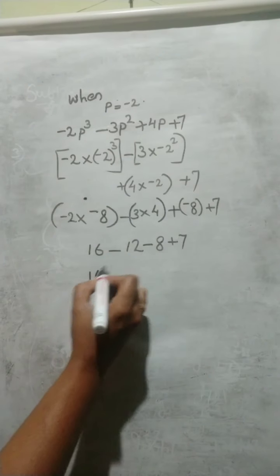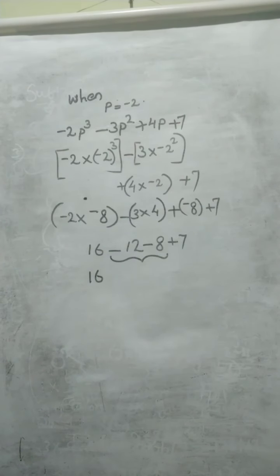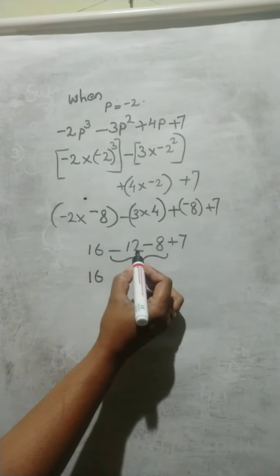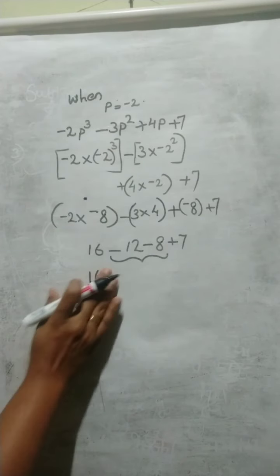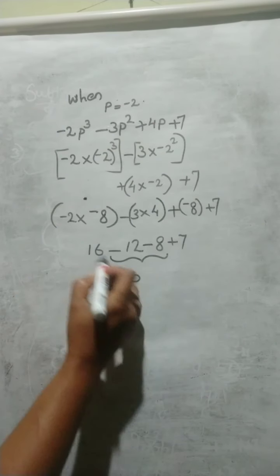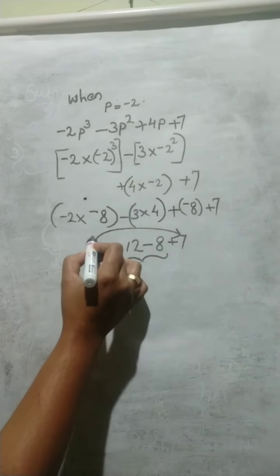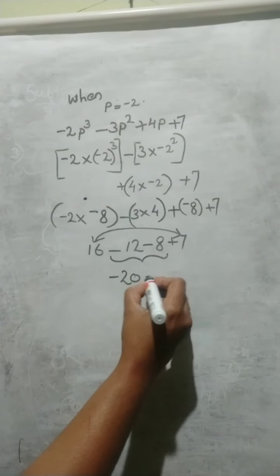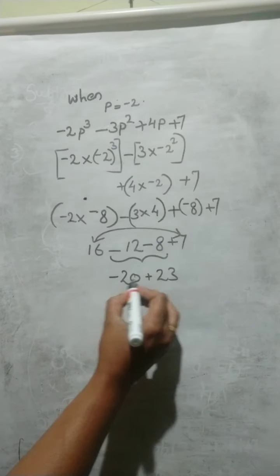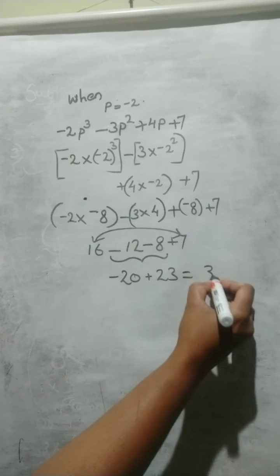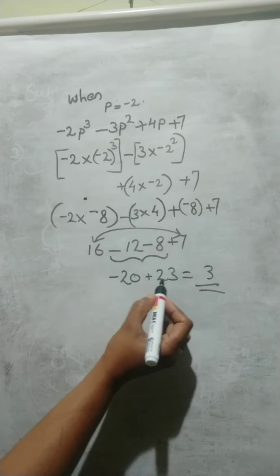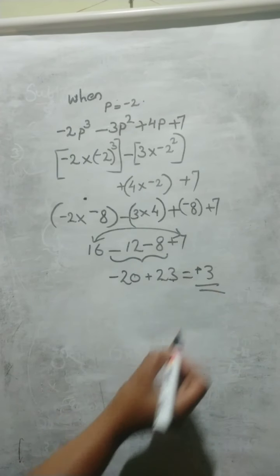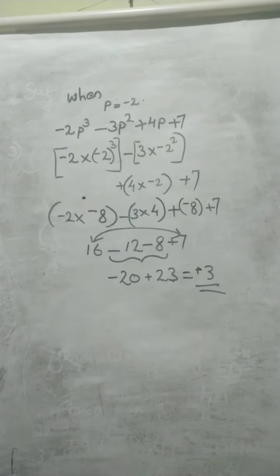16 will be, these are the two negative. Negative 12 minus 8. That is negative 20. Then these are the two positive numbers. 16 plus 7, that is 23. Then minus 20 plus 23, that is equal to 3. Greatest number is 23. Sign will be positive. So positive 3. That is 3 itself. Got it?